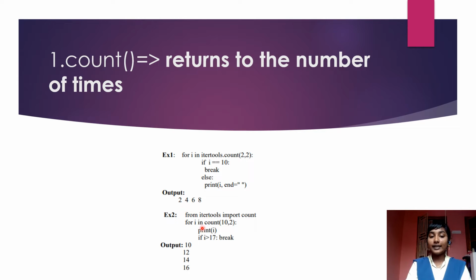And the second example: we should first import the functions. From itertools import count, and then for i in count of 10, it starts from 10 and steps by 2. Then print i, and if i is greater than 17, then break. So up to 16 it will get printed, and 18 will not get printed, because if i is greater than 17, it will just break.